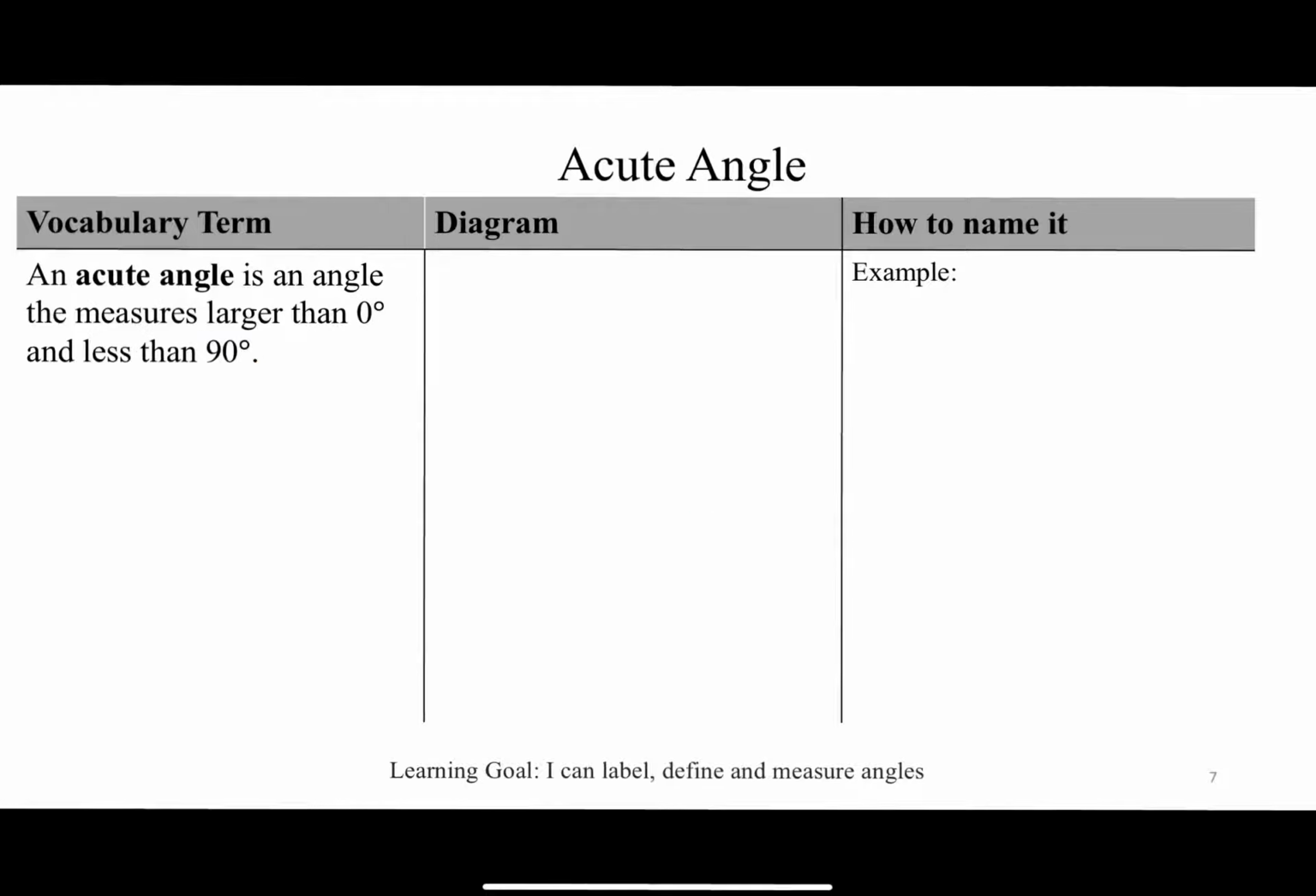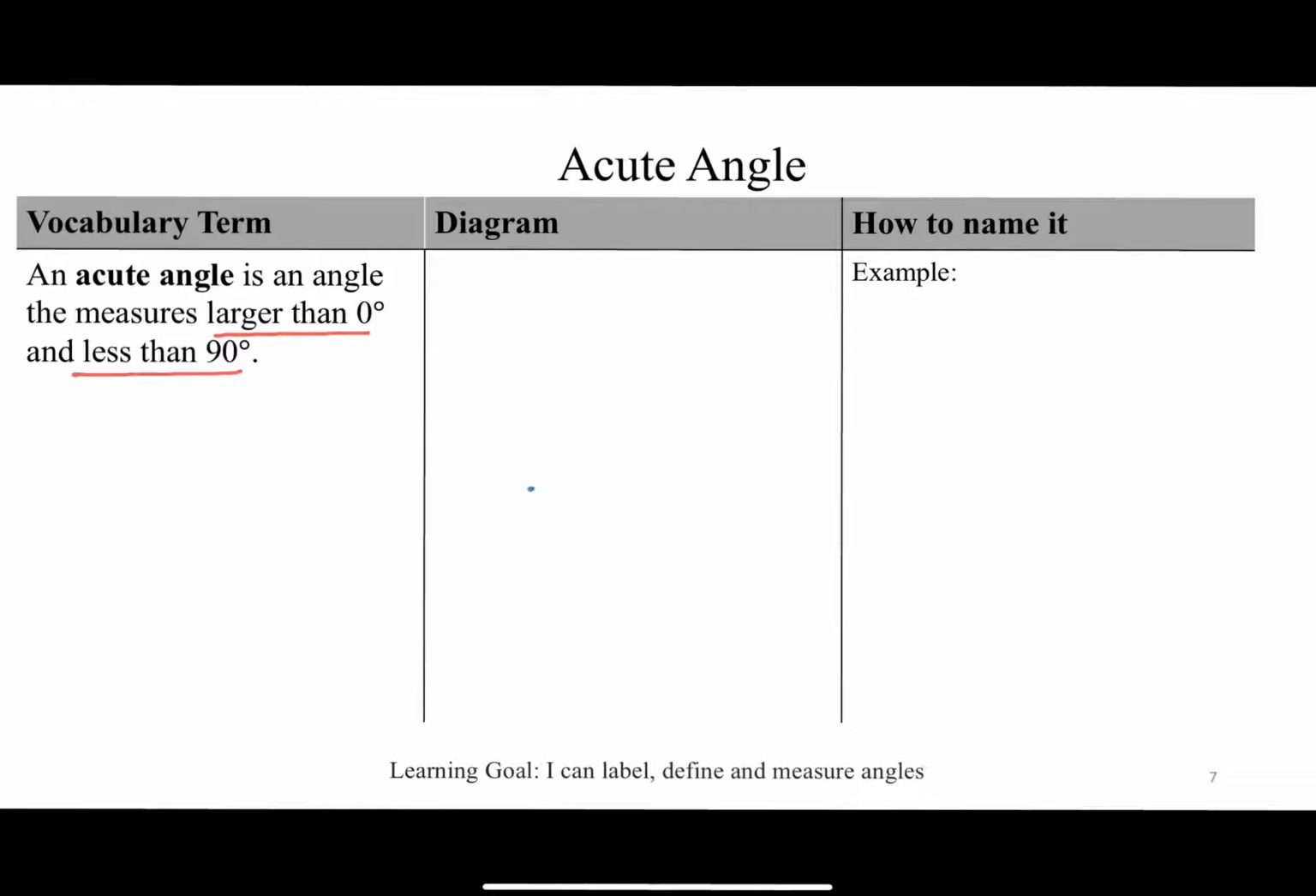So our next term is an acute angle. Acute angles are just angles that measure in between 0 and 90 degrees. So in a sense, they are smaller than right angles. Notice that it has to be less than 90. It can't equal 90. Otherwise, it would be a right angle. And it also has to be larger than 0, otherwise there wouldn't be an angle in general.